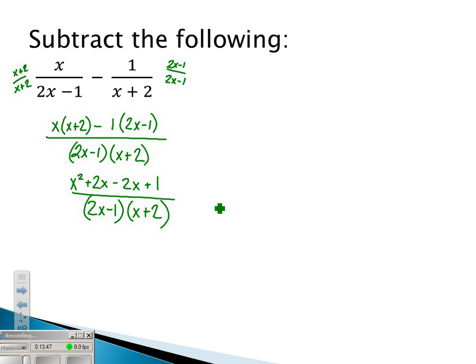The top simplifies just a little bit. Okay, the 2x's are going to cancel. So we are left with x squared plus 1 over the denominator. And I think that's it.